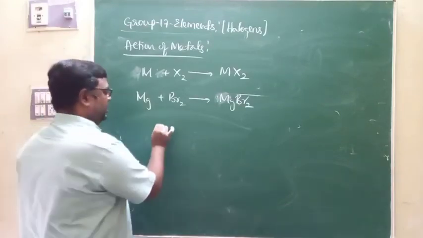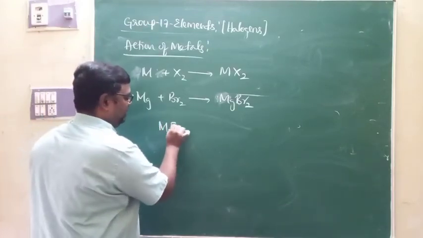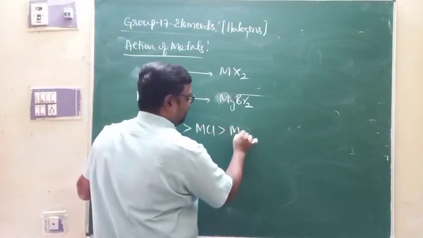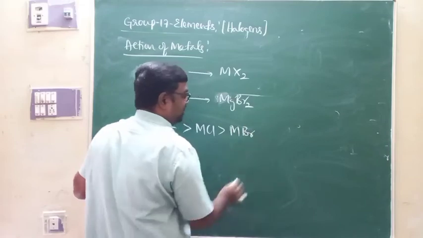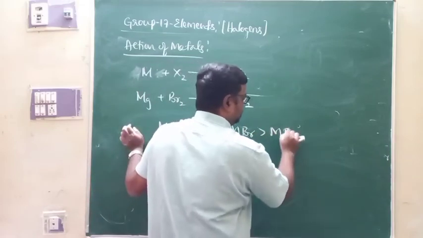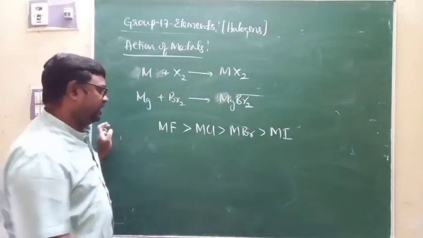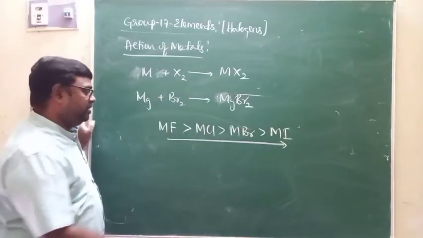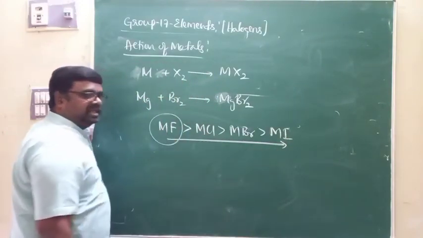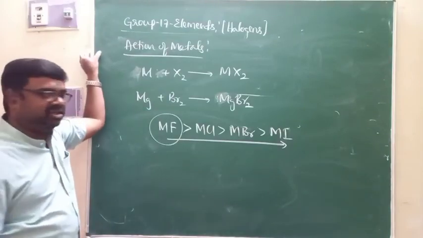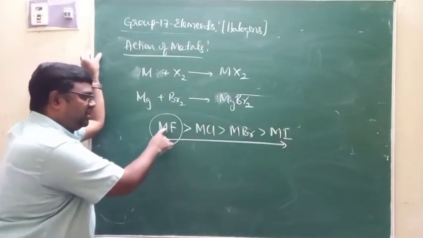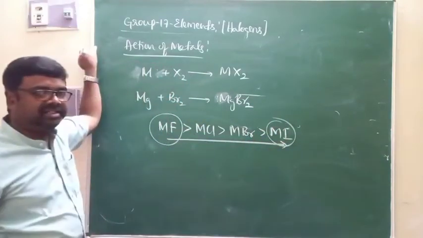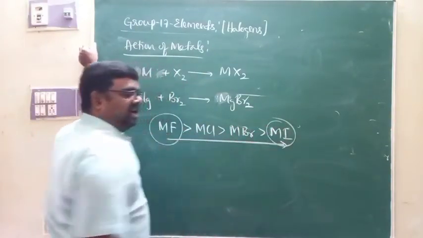Among these, in terms of ionic character, metal fluorides are more ionic than metal chlorides. Metal chlorides are more ionic than metal bromides. Metal bromides are more ionic than metal iodides. Because from fluorine to iodine, electronegativity decreases. Therefore, here there is a large difference in electronegativity values. Therefore, metal fluorides are highly ionic compared to metal iodides. Metal iodides are highly covalent.